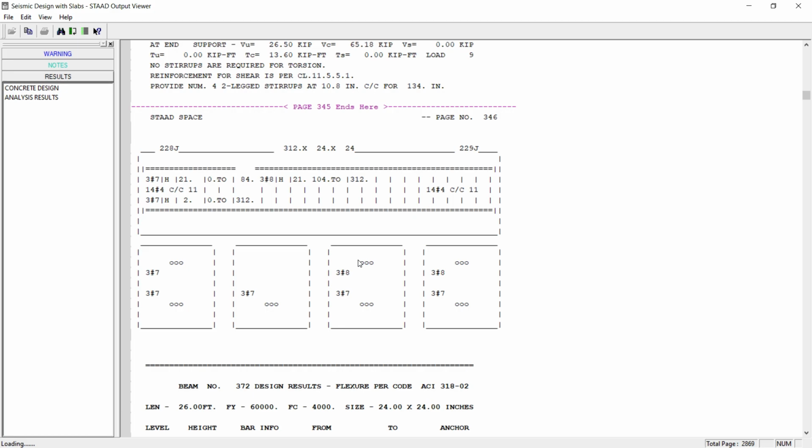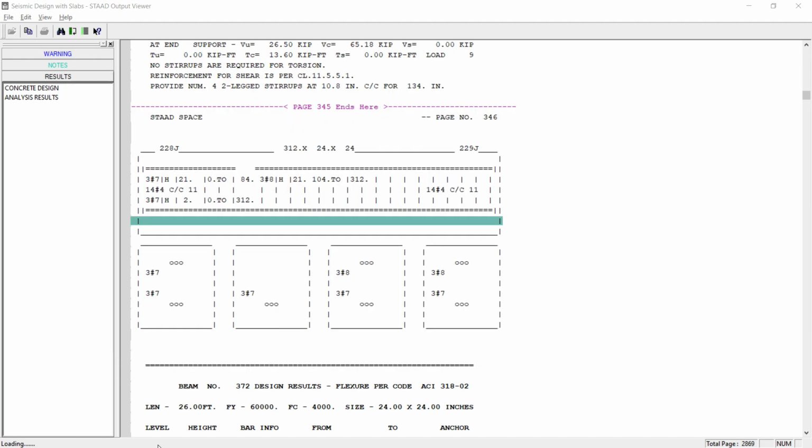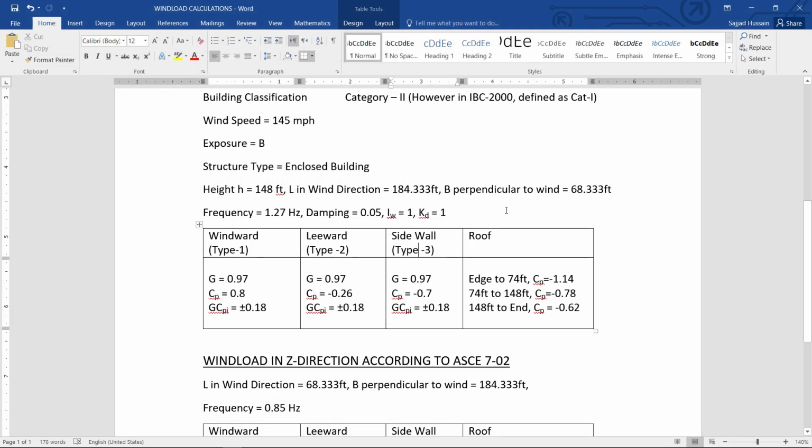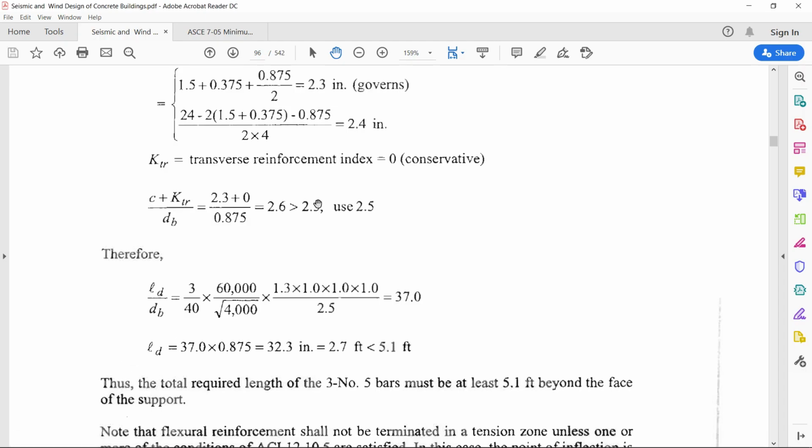So here we can see that on this end, where the reinforcement for the moment is high, they are suggesting 4 number 8 bars, or we can provide 5 number 7 bars over here. So that means our result is in line with the calculated values as specified by the book. Yeah, sorry. Development length is in line with that one.